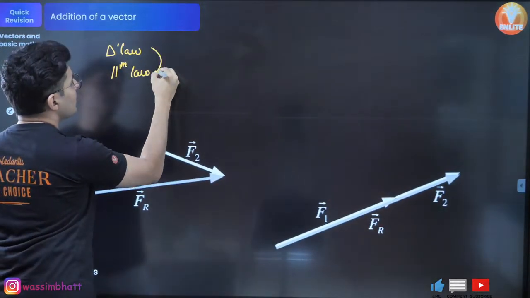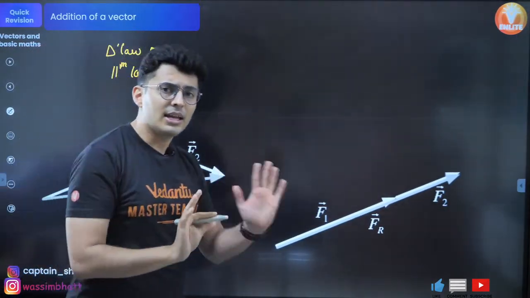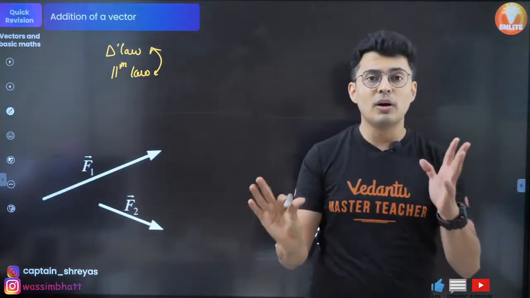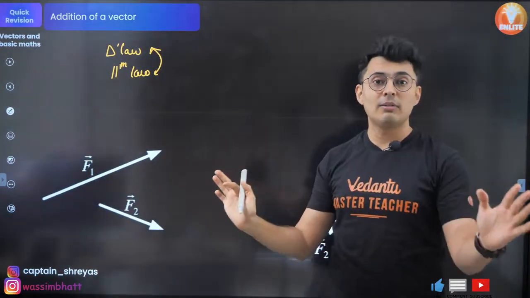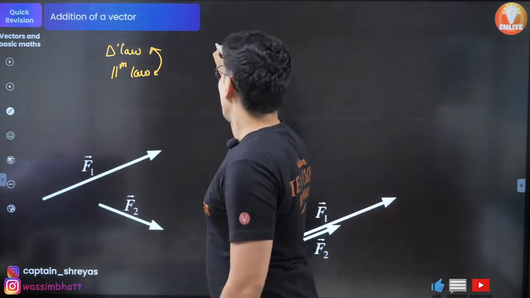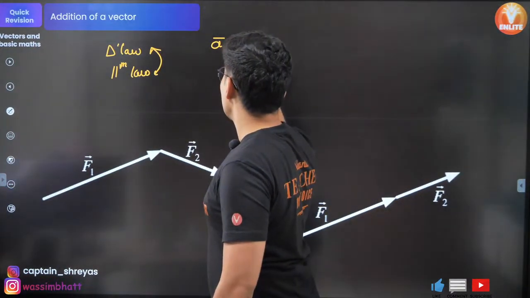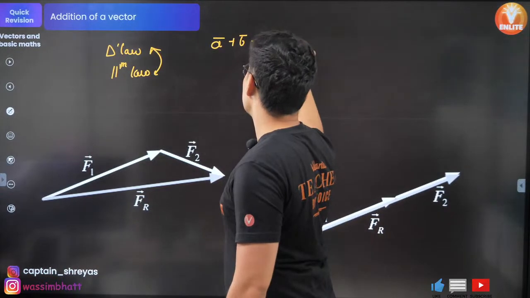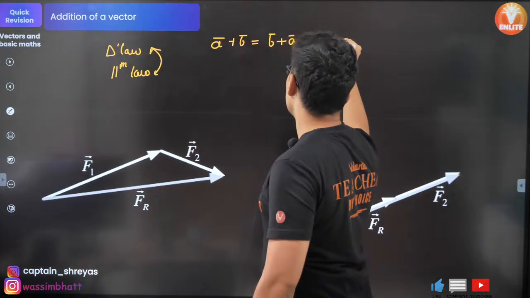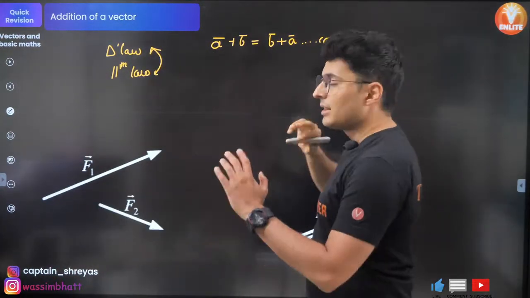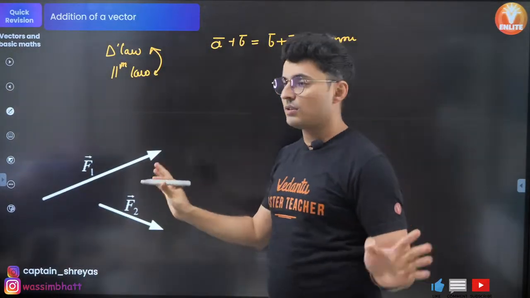Which one will you use? You can use anything, anytime. It's your choice, your convenience. But you should be comfortable with both. Keep this in mind. Also, when I say addition of vectors, a bar plus b bar will be b bar plus a bar. This law is basically called the commutative law. So the order of the addition really does not matter.